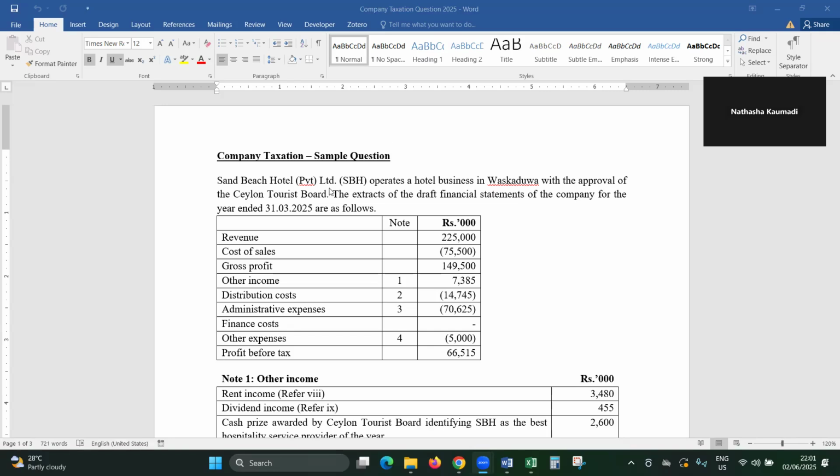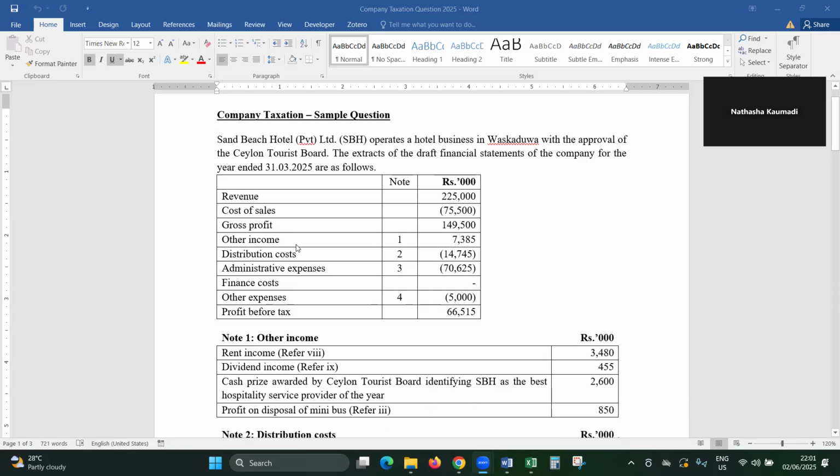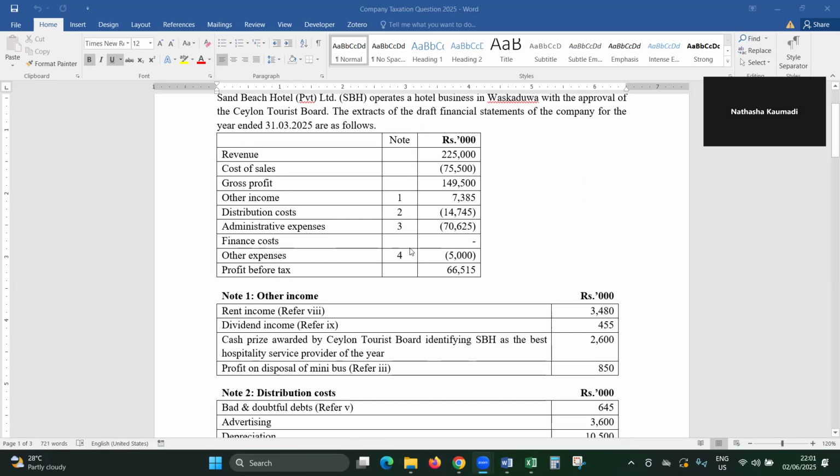Sand Beach Hotel Private Limited, SBH, operates a hotel business in Waskadwa with the approval of the Ceylon Tourist Board. The extracts of the draft financial statements of the company for the year ended 31st March 2025 are as follows. So the date is given, 31st March 2025. Then the draft financial statements show revenue, cost of sales, all the values in thousands, and then the gross profit. And we have other income, distribution cost, admin cost, finance cost. There's no finance cost. And then other expenses, and finally the profit before taxation.